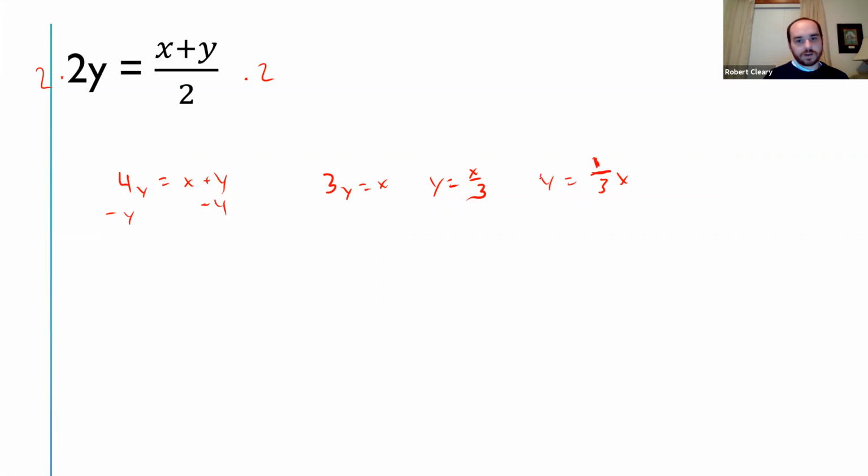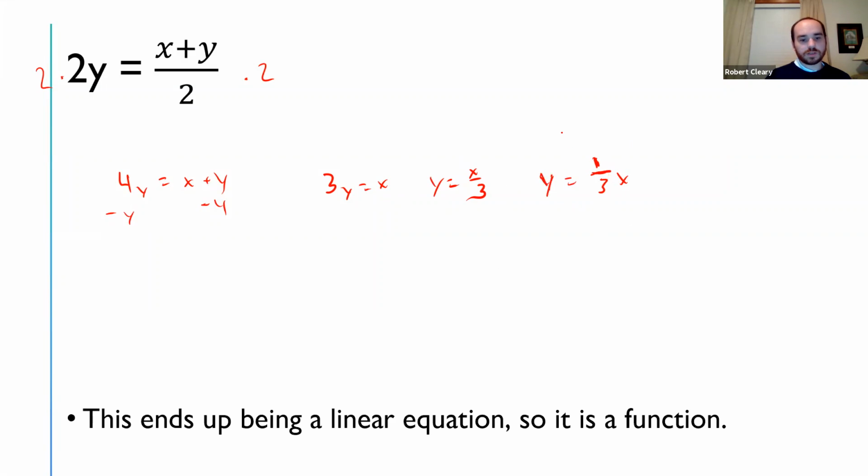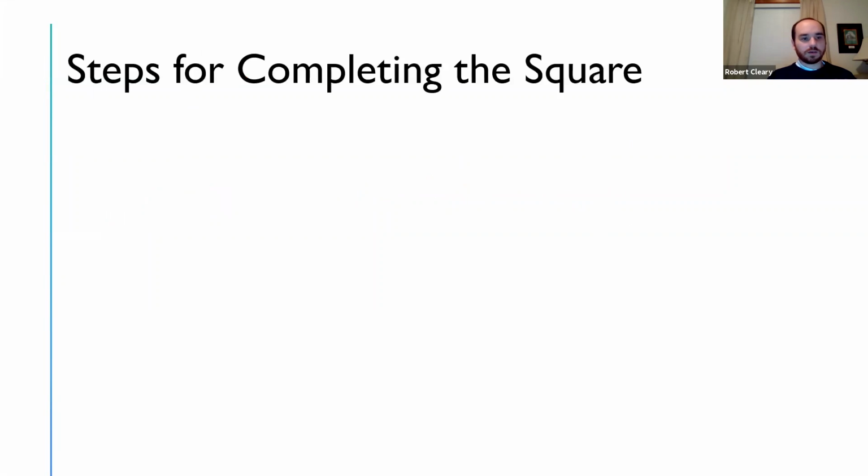And that, of course, is a linear equation or a linear function. So we know that this is, in fact, a function. Okay. That's really all there is about that one. Like I said, I'm not 100% sure why it's here, but I thought I'd throw it in just to make sure that if it comes into play in any of your homework questions, you'll know how to do it.